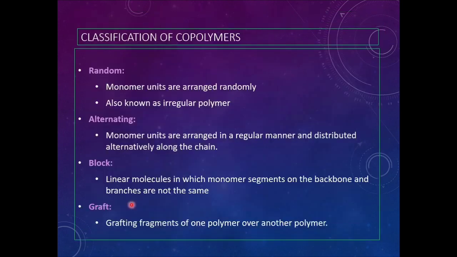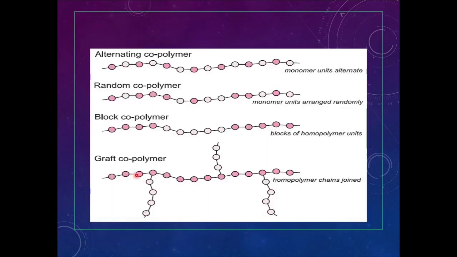Now the third one is block copolymer. Here the linear molecules in which monomer segments on the backbone and branches are not the same. Here you can see that along the polymer chain, there are blocks of homopolymer units.